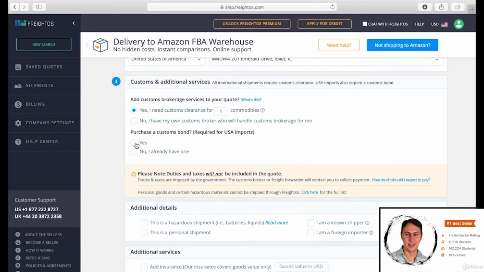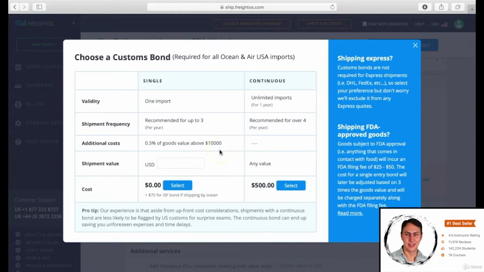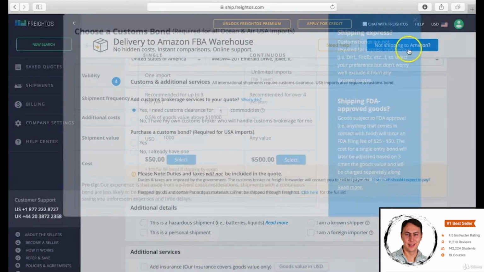Let's click yes, then you will see a price table. Let's note that this is a shipment for $1,000, and the bond costs $50. If you send by sea route, it costs $75. You can deal with it by talking with the freight forwarder, because they already have an annual plan like this on the right part of the screen. It is not necessary to do it one by one. They have an annual deal for $500. By making a deal with them, you can handle it more easily. It is not necessary to pay $50 for each shipment, therefore we are not selecting it now. We are choosing no, I already have one.